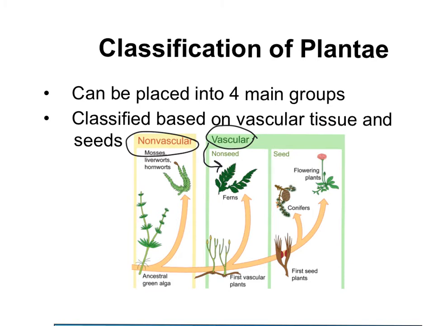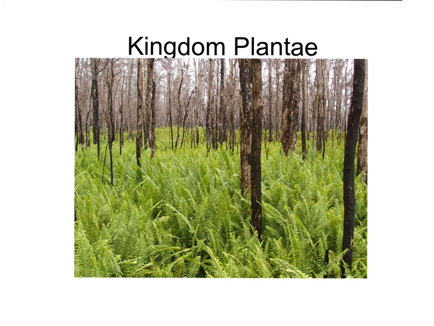Under vascular, we also have our seed plants, so plants that produce seeds. And there are two types of seed vascular plants. We have our conifers, which produce cones, so things like pine trees. And we have our flowering plants, which make flowers. So we are going to be getting into each of these four different types of plants.